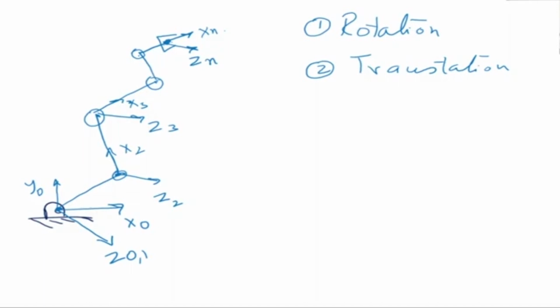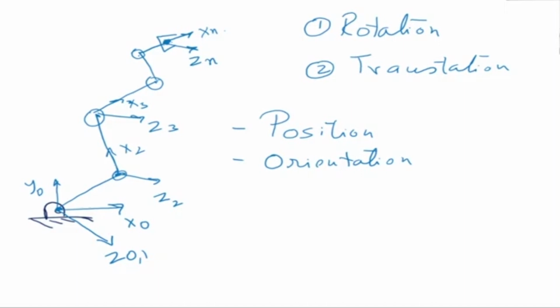So we need to define two things. We need to define the position of the origin of the nth frame, and then we need to define its orientation with reference to the base frame. So we need these two things, right?